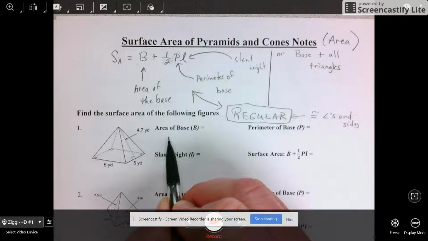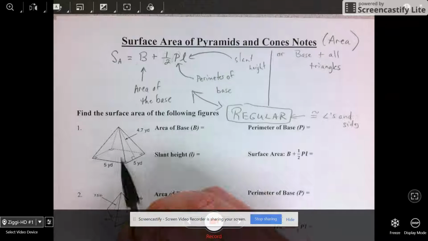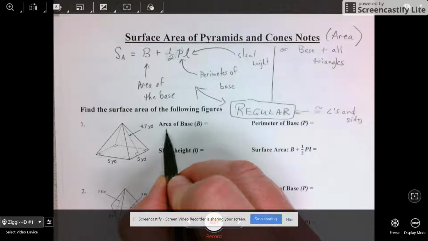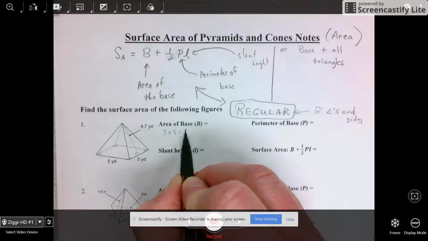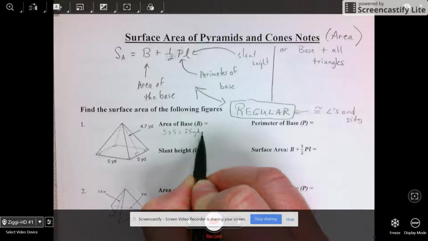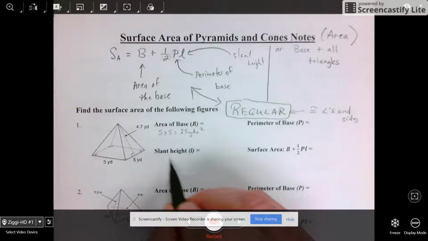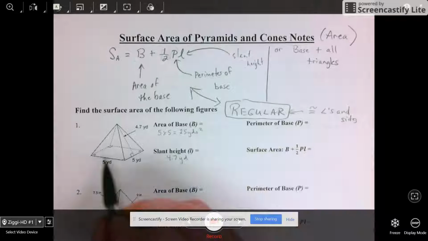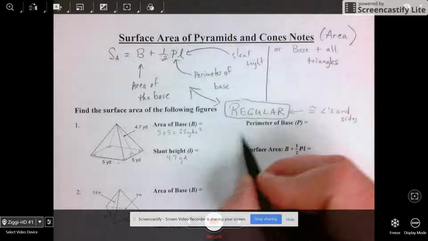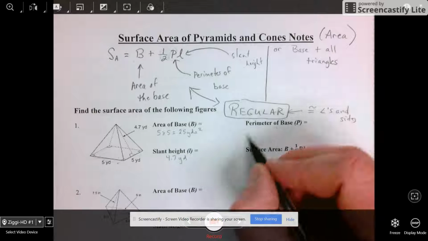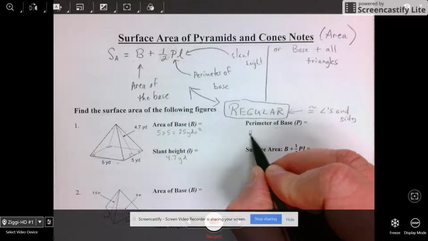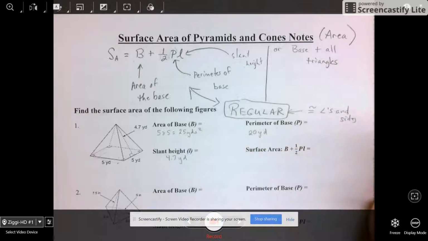But I'm going to go ahead and plug things in here. So the area of the base, I'm just answering questions. Area of the base is a square. The area of the base is 25 yards squared. I know the slant height is 4.7 yards. The perimeter of the base, that's the outside. There's 4 sides that are 5 each. So the perimeter is 20 yards.